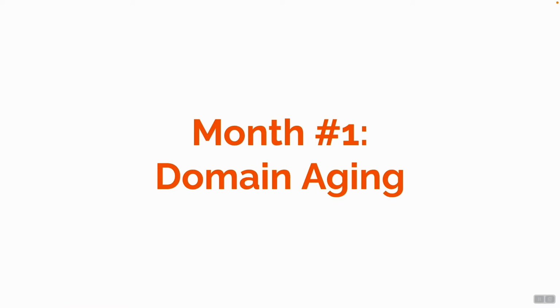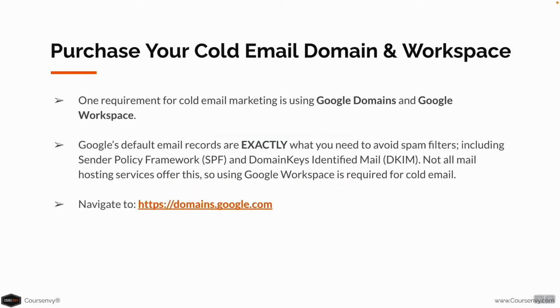Month number 1, domain aging. So first, purchase your cold email domain and workspace. One requirement for cold email marketing is using Google Domains and Google Workspace. Google's default email records are exactly what you need to avoid spam filters. This includes the SPF, Sender Policy Framework, and DKIM, Domain Keys Identified Mail. Not all mail hosting services offer this, so using Google Workspace is required for cold email. So to do this, navigate to domains.google.com.